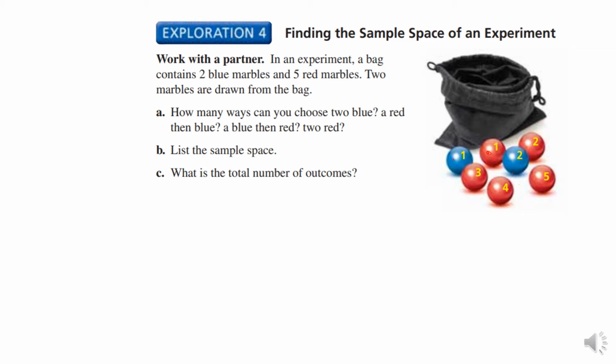Okay, a blue then a red, then there's only 2 possibilities. There's also 10 because you could do blue number 1 and then red number 1, blue number 1, 2. So there's also 10. And then 2 red. So that would be number 1 and number 2, number 1 and number 3, number 1 and number 4, number 1 and number 5, or number 2 and number 1 and 2 and 3. So you go like that.